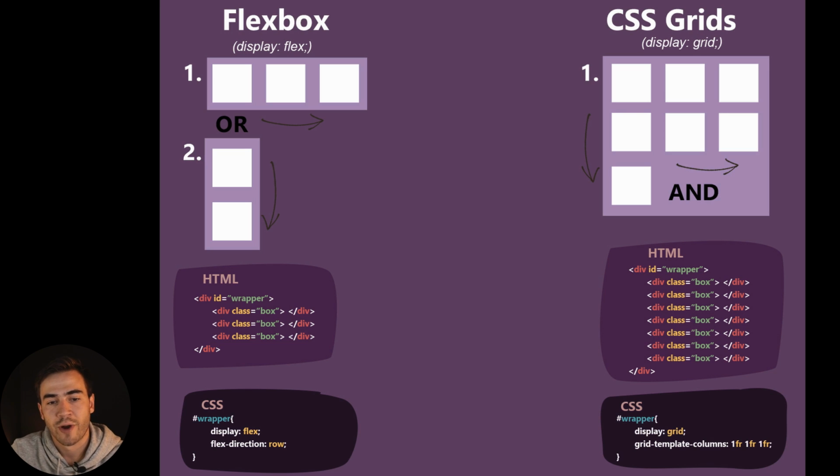Now CSS grids give us a lot more control over our elements and help us create three-dimensional layouts. So we can create columns and rows and have a lot more control over these actual items. So if you look at this, we do the same thing. We create a wrapper around our elements. We have 7 boxes inside. And instead of display flex, we just do display grid. And this gives us a grid area.